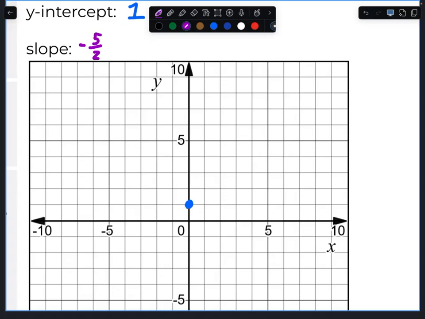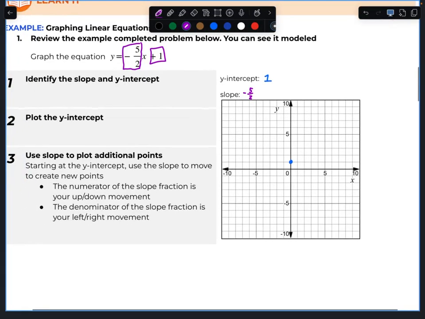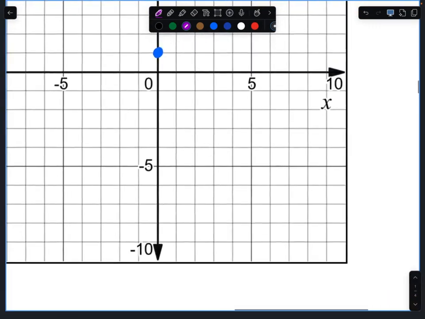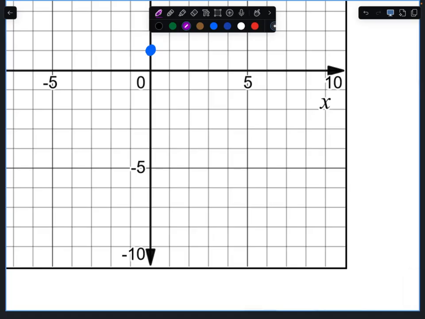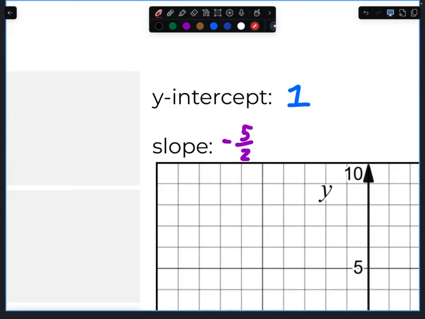Now, step 3. Somebody? Step 3? Use slope to plot additional points. Starting at the y-intercept, use the slope. So because we were able to plot the y-intercept here, that's what we're going to do. So we're making like a slope triangle here. We're going to go down how many? Now it's down because of the negative. That negative tells me down.